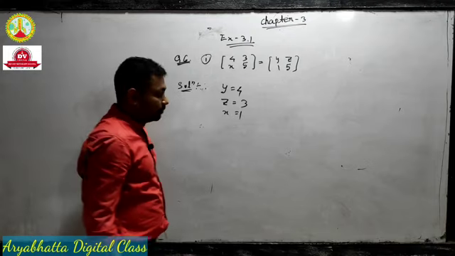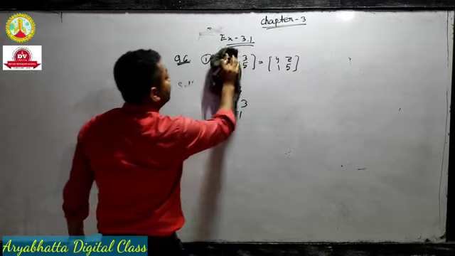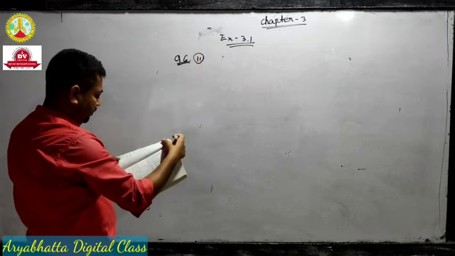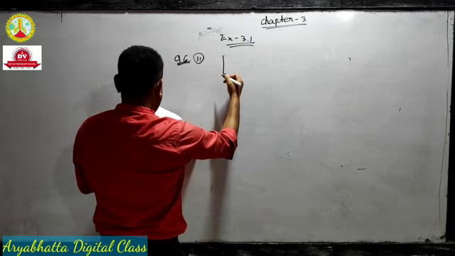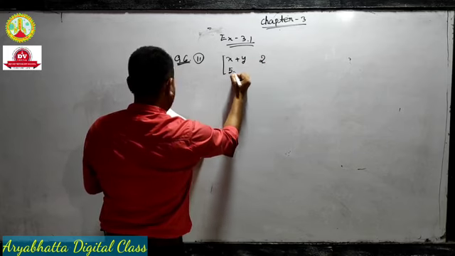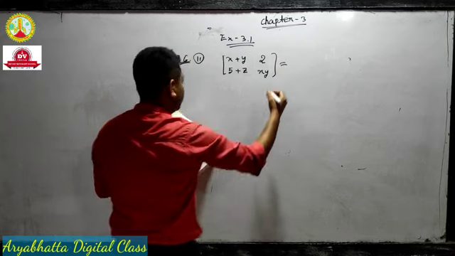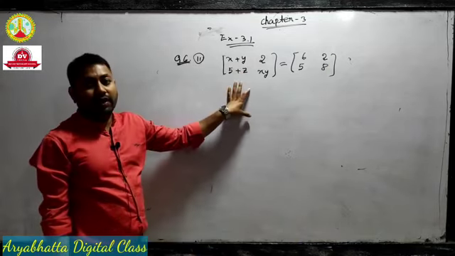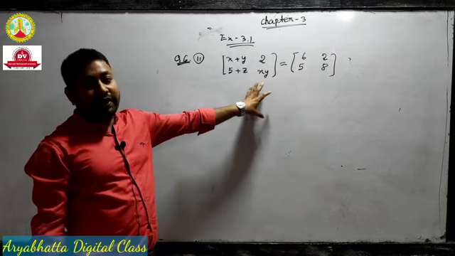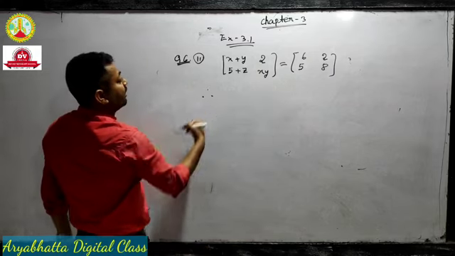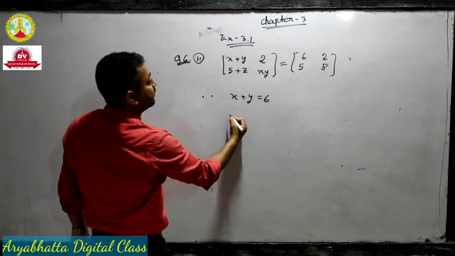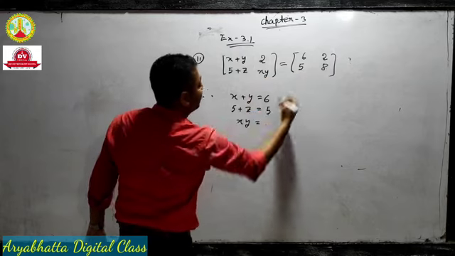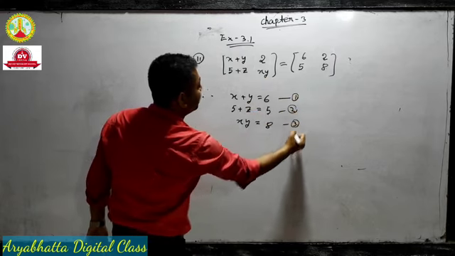Part 2, next: the matrix x plus y, 2, 5 plus z, xy equal to the matrix 6, 2, 5, 8. Find the values of x, y, z if these are equal. We know that if two matrices are equal, then the corresponding elements are equal. Therefore we can write x plus y equal to 6, 5 plus z equal to 5, and xy equal to 8. These are equation 1, equation 2, and equation 3.